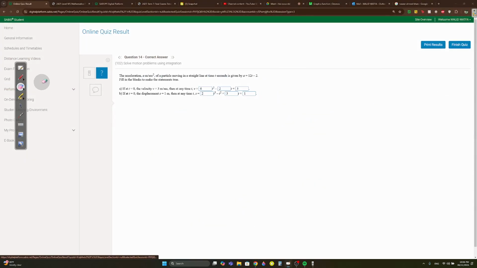Question 14. The acceleration a, in meters per second squared, of a particle moving in a straight line is 12t minus 2. If at t equals 0 the velocity v equals 3 meters per second, then what is the expression for the velocity? Okay, you have acceleration. X, V, A: derive, integrate.